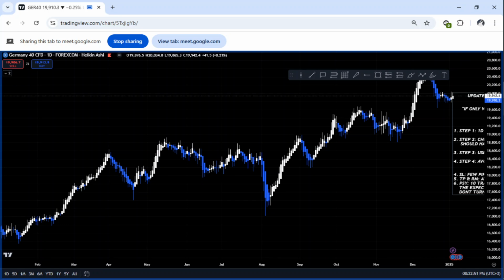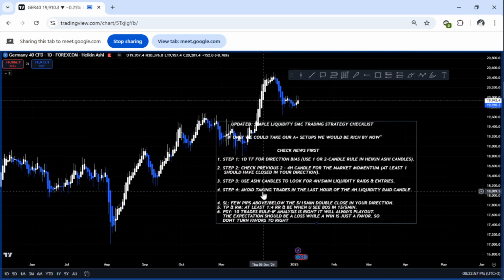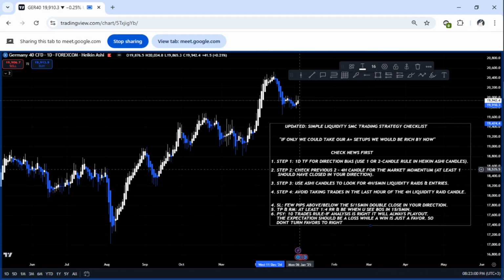So this is the daily time frame, and as you know, our analysis begins on the daily time frame. As you can see, this is just the checklist. Let's check here. Step one is to look for direction bias. We use the one or two candle rule in Heikin Ashi candles.